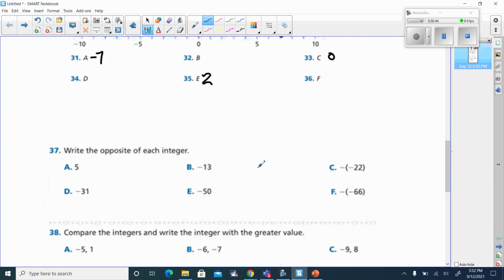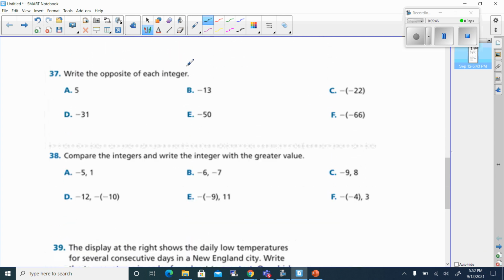Okay, let's continue on. Write the opposite of each integer. I have all number 37, so the opposite of 5 is -5. The opposite of -13 is +13. The opposite of -22, well, negative times a negative is a positive, so this is going to be just 22.